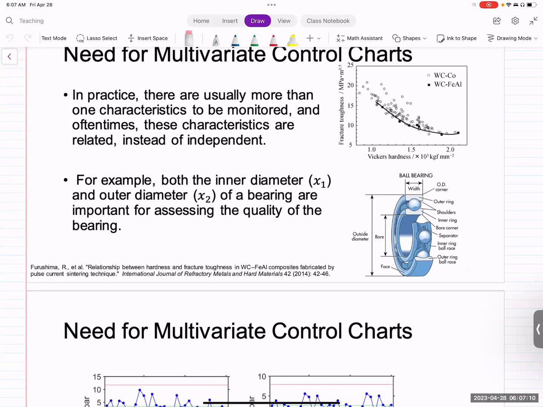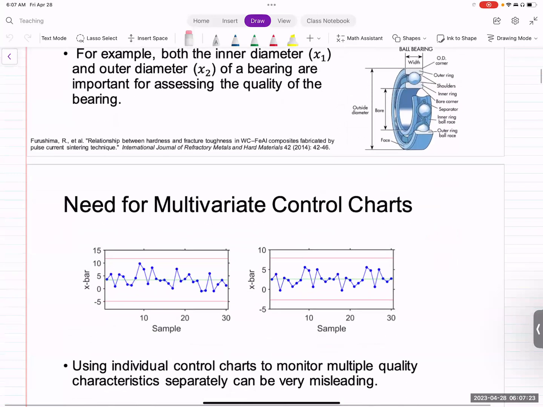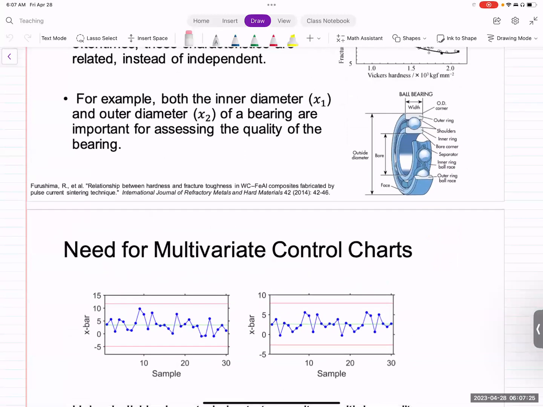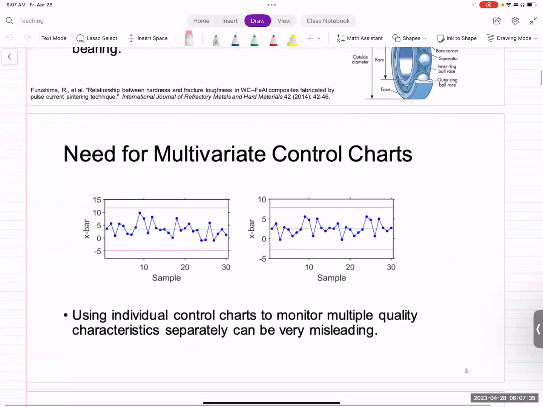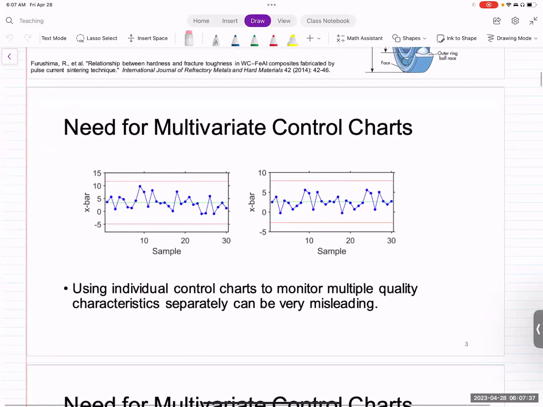They are not completely independent of each other. And now when quality characteristics are dependent on each other, we have to be very careful when we draw the control charts. And I'll show you an example. I have taken this ball bearing, and I have the inner diameter of the ball bearing, which is called the bore, and then the outside diameter of the ball bearing. And then I'm basically doing a control chart for outside diameter and then the inside diameter.